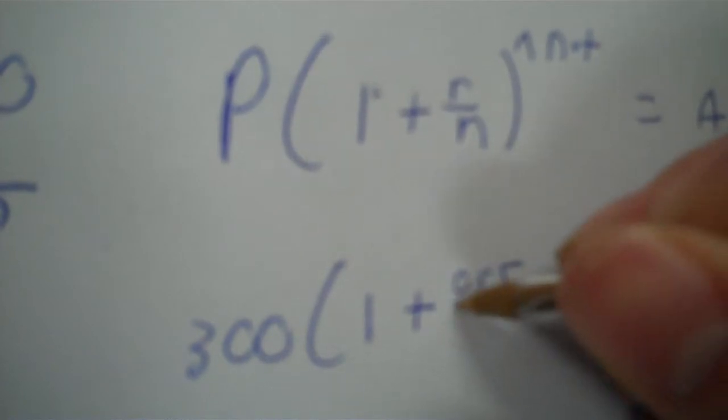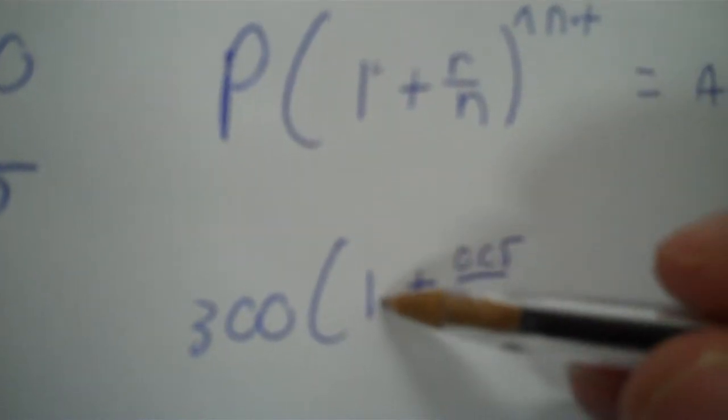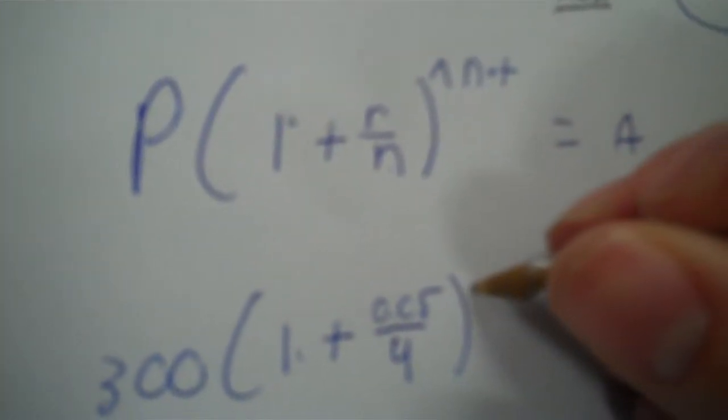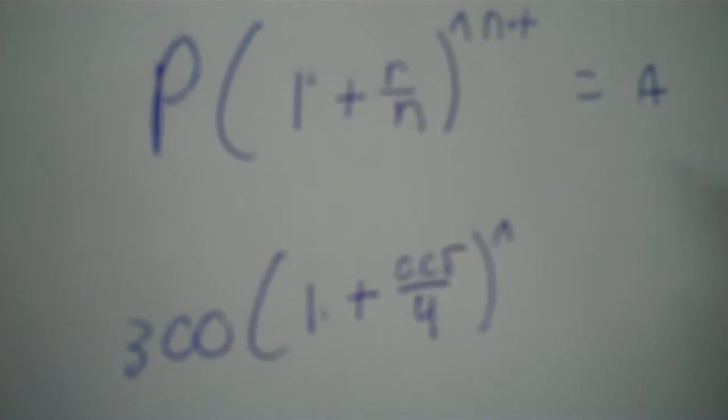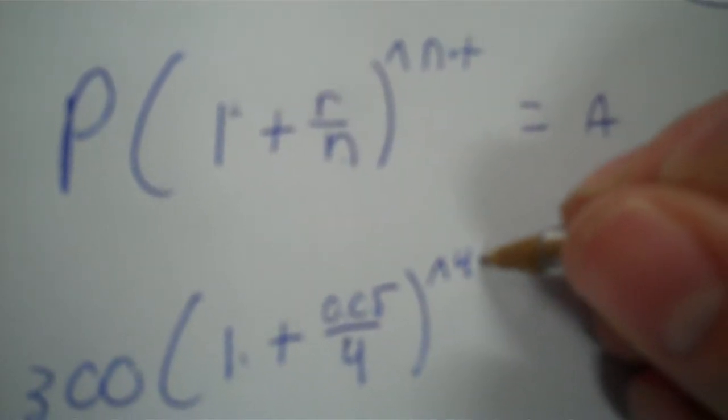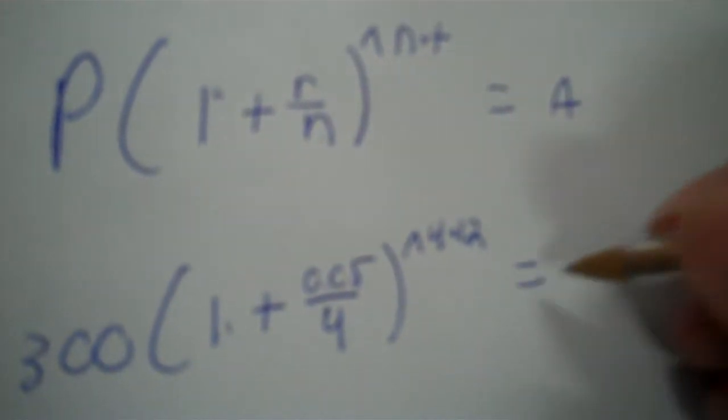1 plus rate 0.05. See, it's waiting to be added to 100 because that's a 1, but it has to be divided first by the N, which is 4. Now, how many times this gets compounded is a lot because in the N I'd go 4 times a year times 12 years equals A.